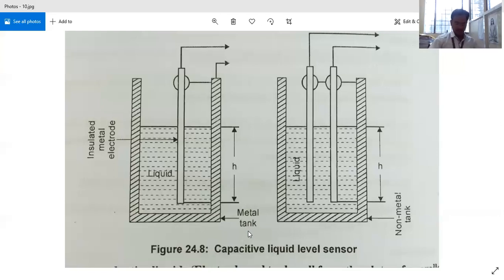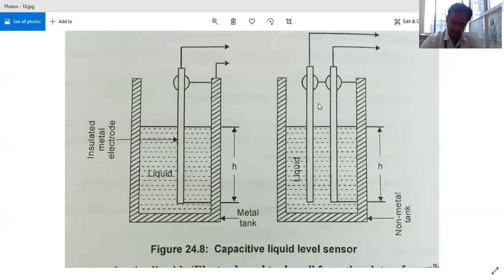In non-metallic tanks, in this case, two insulated metal electrodes are immersed in the liquid whose level is to be measured. See, these two are immersed. The gap between these two insulated electrodes should be constant. These two electrodes act as the two parallel plates of the capacitor.